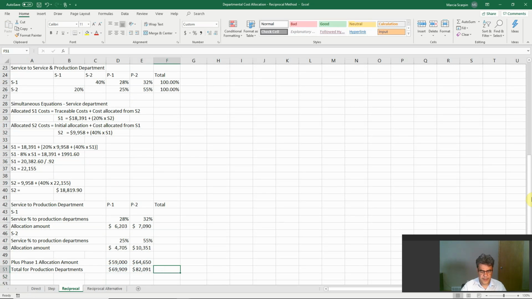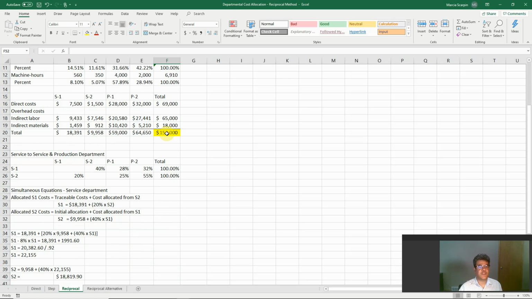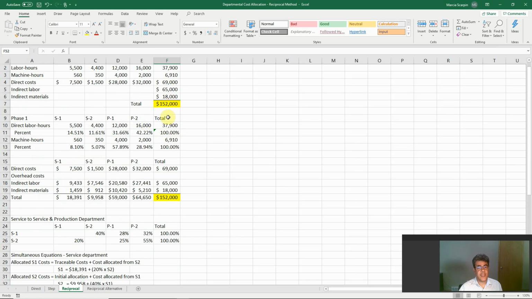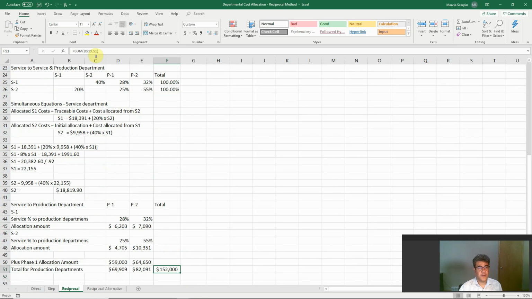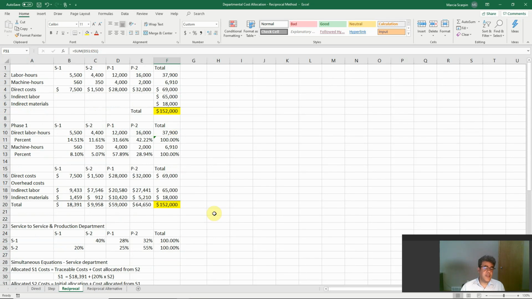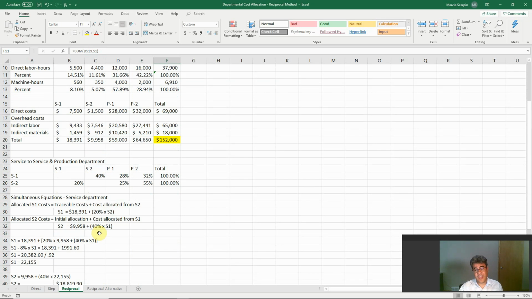Now we combine them, and we will have the same 152 here. The same 152 here. So this is the reciprocal method using simultaneous equation. That is good. You have it, but not so good, especially if you have a lot of service departments. If you have 10 service departments, you need to solve 10 equations. And then with simultaneous equations, using 10 equations, it's quite hard to solve it.